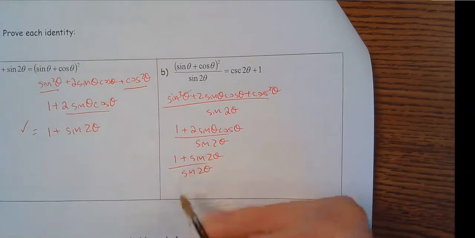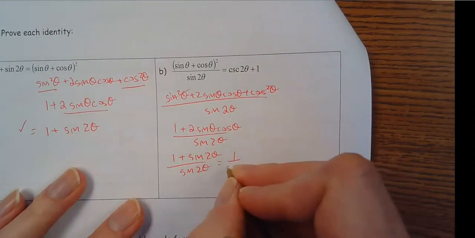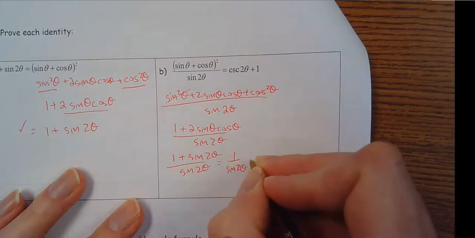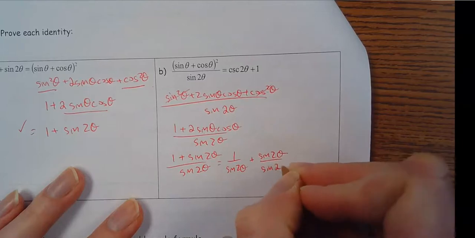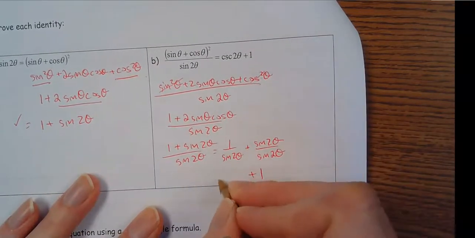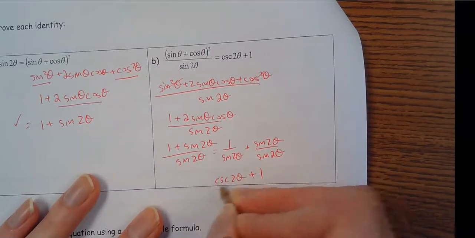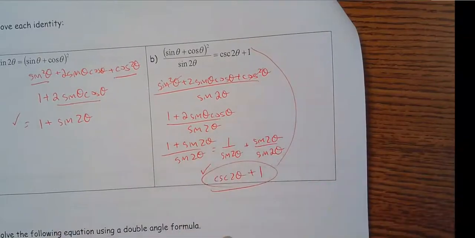You might be tempted to just cancel those out, but you can't. Let's split those up though. So right there is 1 over sine 2 theta plus sine 2 theta over sine 2 theta. And this is 1, so plus 1, and this, flip it over, cosecant 2 theta. So it does verify.